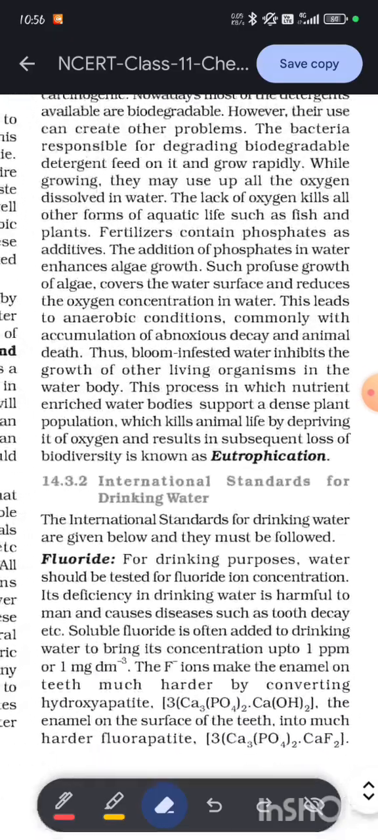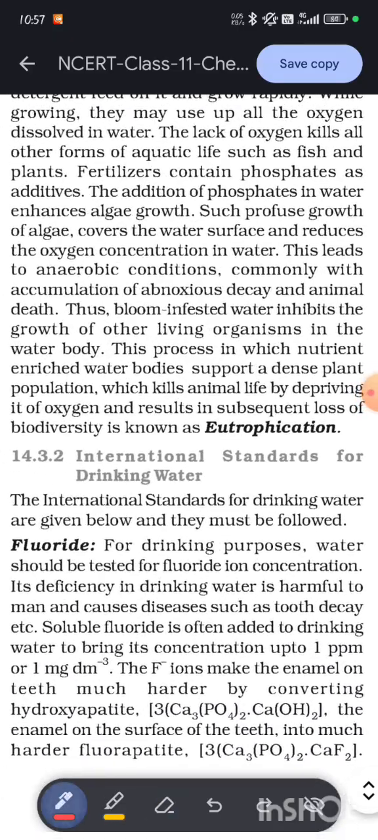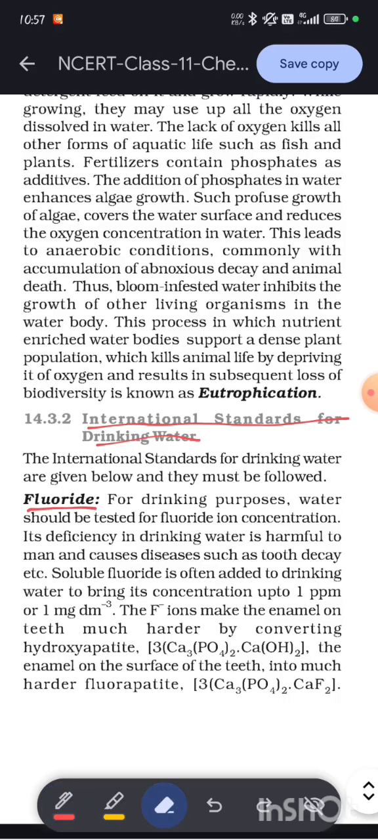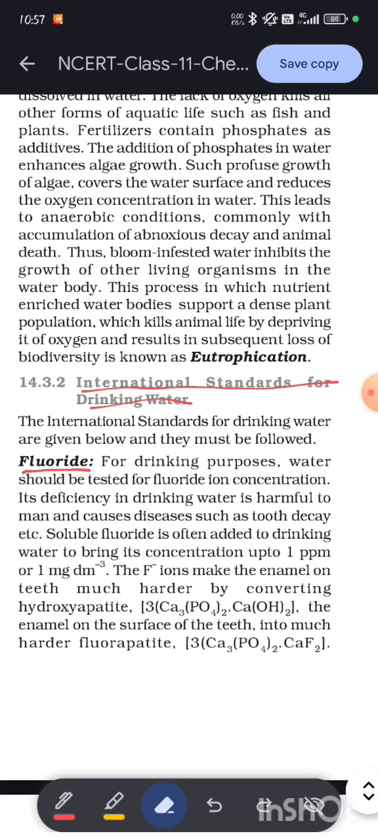And the next topic is international standards for drinking water. The international standards for drinking water are given below and they must be followed. First, fluoride. For drinking purposes, water should be tested for fluoride ion concentration. Its deficiency in drinking water is harmful to man and causes diseases such as tooth decay, etc.